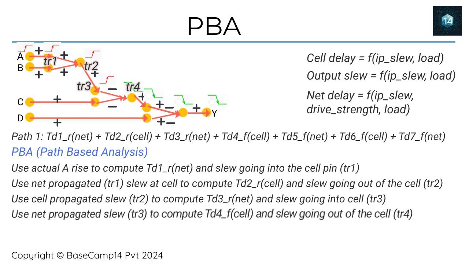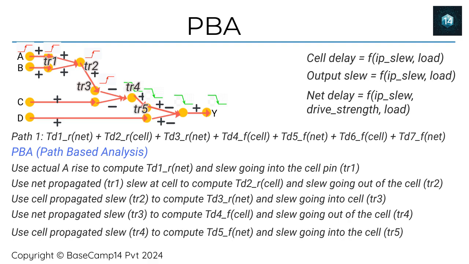Use TR3 to compute NOR gate delay and output slew TR4. Use TR4 to compute net delay and slew TR5 going into the XOR gate. Use slew TR5 to compute XOR delay and compute output slew TR6. Same procedure till the endpoint.